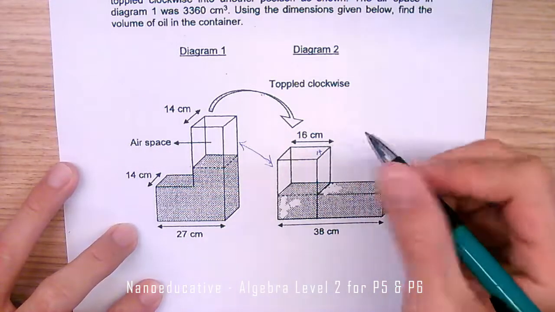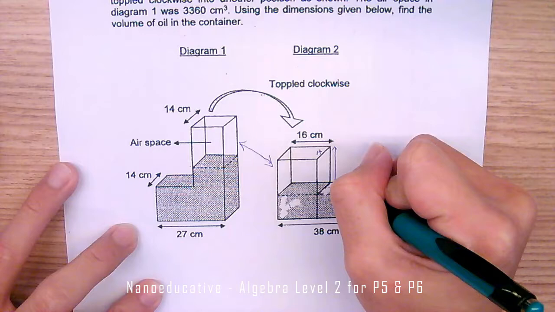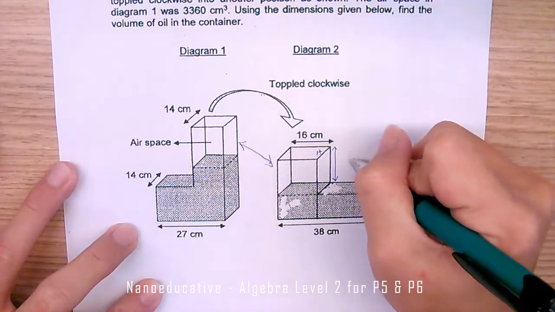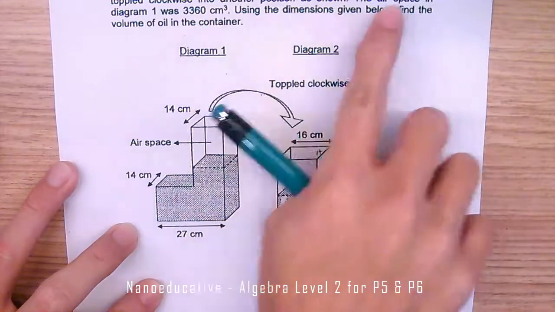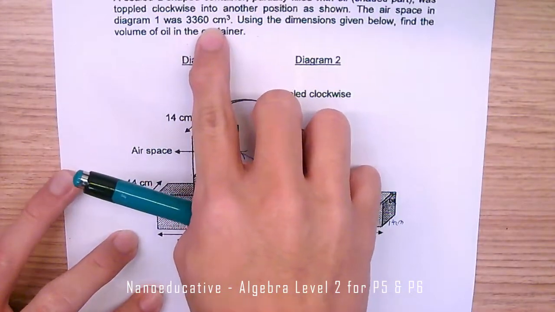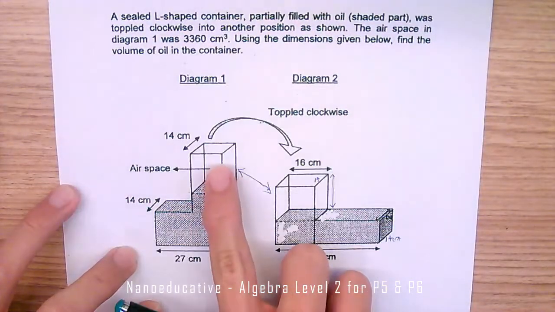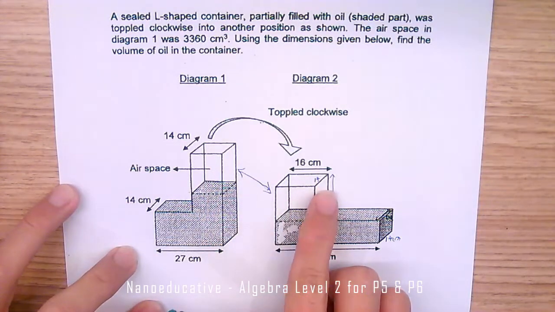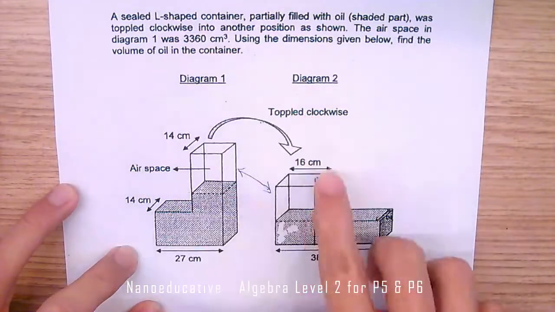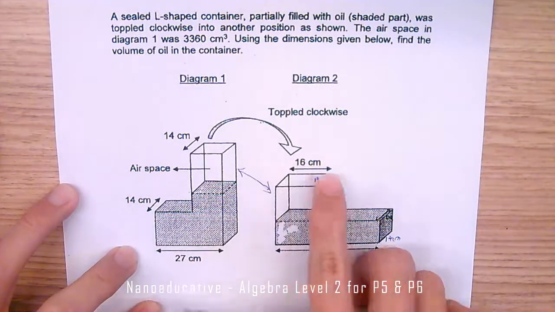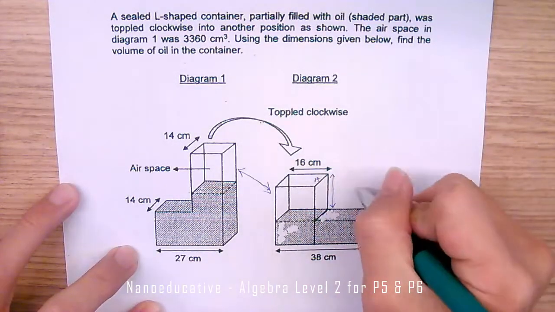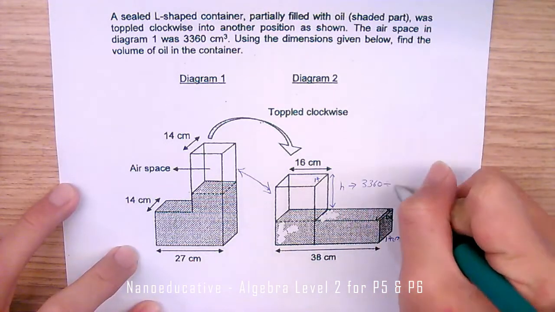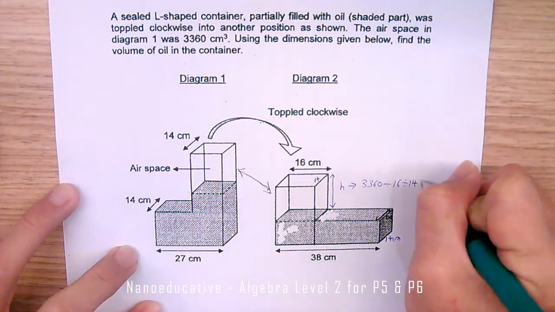Why do I want to do this? Because I want to find the height over here. So right now I'm going to go ahead and find the height over here. It told us that the airspace is 3360, and we know that the airspace is the same, even when it topples over. So I'm going to take the total volume divided by the breadth divided by the length to find the height. So height would be 3360 divided by 16 divided by 14.